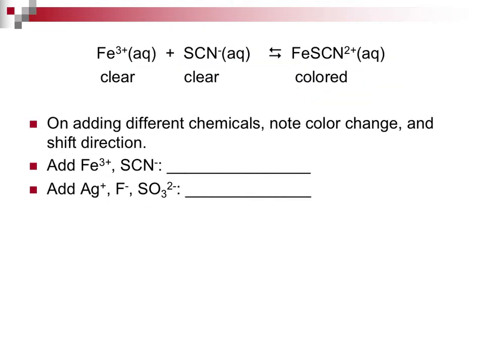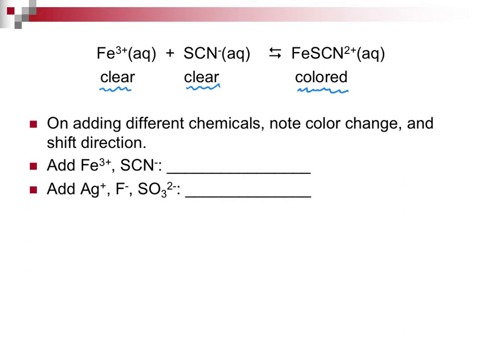Let's take it a little bit further. Normally, I would do a demo in class. I would have a clear solution of an iron 3 cation and a clear solution of a thiocyanate anion. I would add different chemicals, and you would say to me, what's the color change? When these two materials come together, they make a complex, FeSCN2+, and it has a kind of a rusty color. I hope to be able to show the video when we're doing our lecture Zoom.